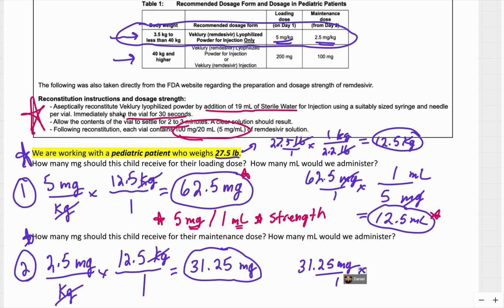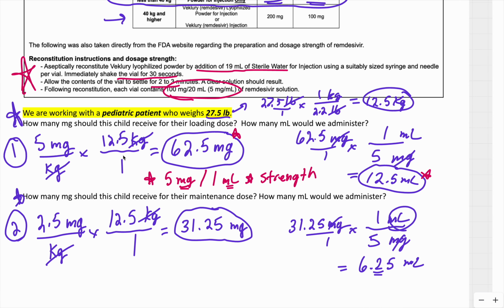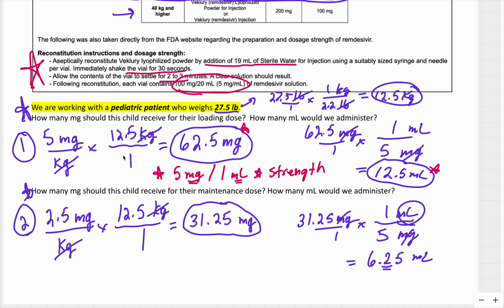So I'm going to use the strength of the medication. I know there are 5 milligrams in 1 mL. So when I divide that by 5, we get 6.25 mLs. Now we have a rounding rule here. This is milliliters greater than 1, excuse me. So we go to the 10th place. They need 6.3 mLs.